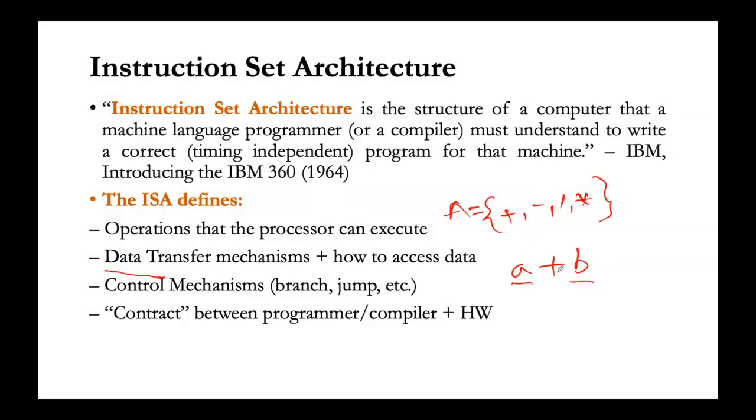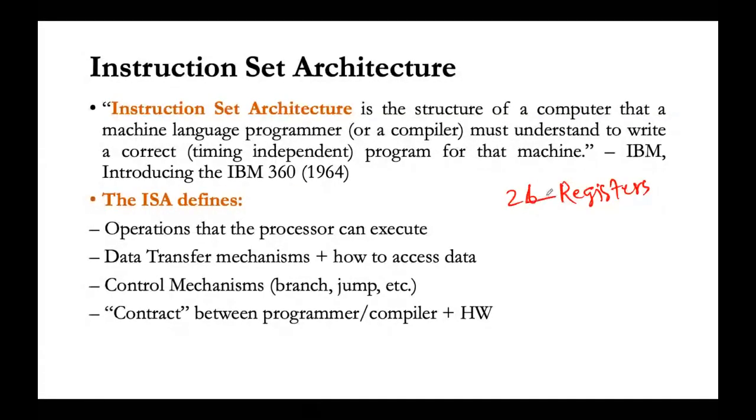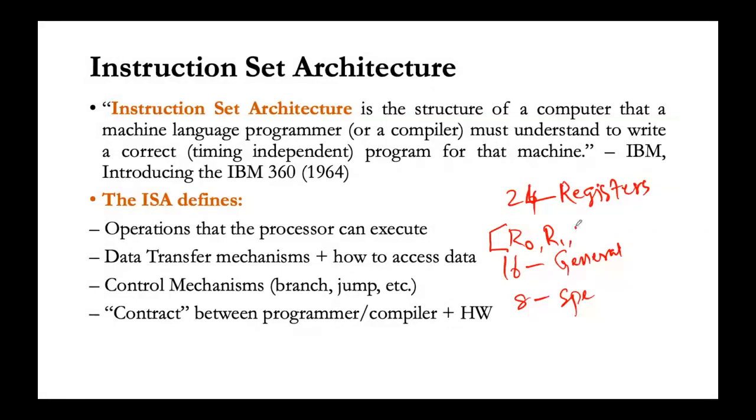data. This data will be stored somewhere in the memory. You might have heard about the registers in the computer organization course. There are 24 registers. Out of the 24 registers, 16 are general purpose registers and 8 are special purpose registers. The general purpose registers are named R0, R1, R2, and so on up to R15. Whereas for special purpose registers, you might have heard about the program counter, PC, instruction register, data register, address register, and so on.